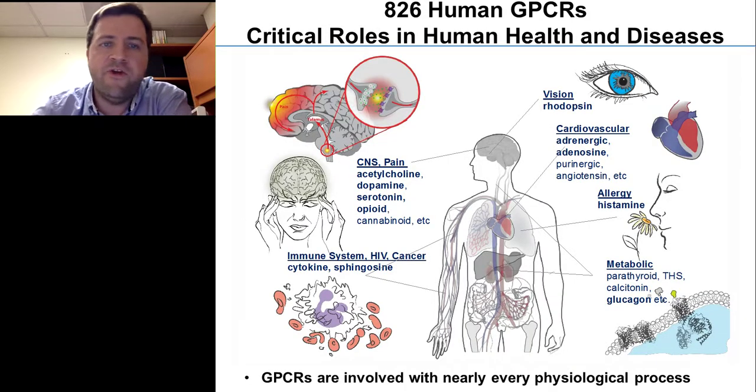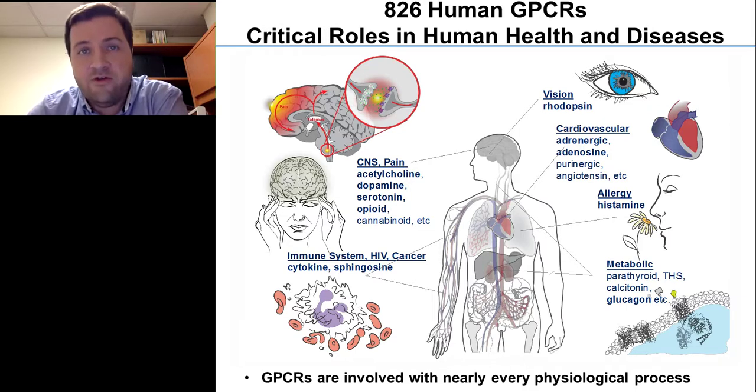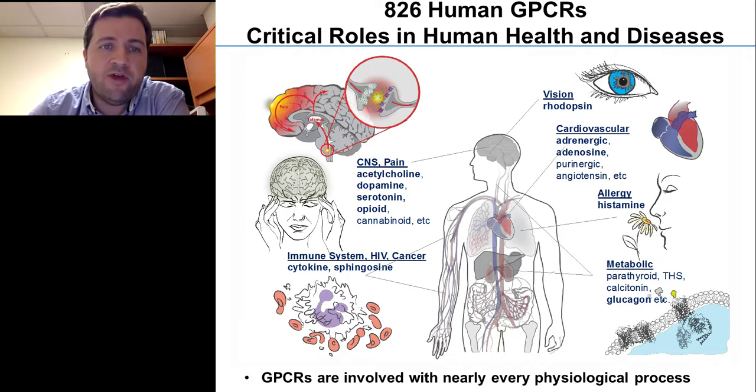Now, in humans, we have 826 different GPCRs, all of which play critical roles in human health and diseases. And here are just some examples of the areas where human GPCRs impact physiology and health. So our vision is mediated by rhodopsin, which is a human GPCR. Cardiovascular health is mediated by a number of different GPCRs, including adrenergic receptors, which are responsible for the fight or flight mechanism, adenosine receptors, and so on.